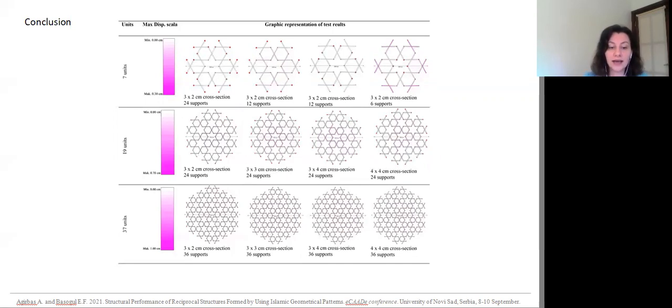Yes, we can say that there are many similar types, more complex or more simple Islamic geometrical patterns in the literature. Similar studies can be performed using various Islamic geometrical patterns. Thus, new ones can be added to the reciprocal frame structure morphology.